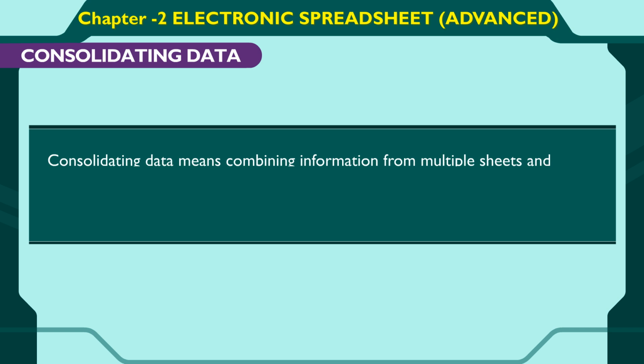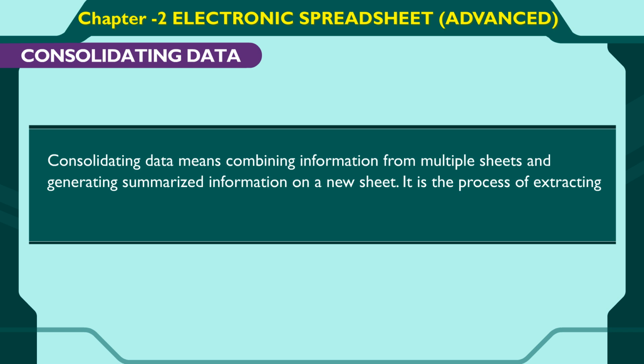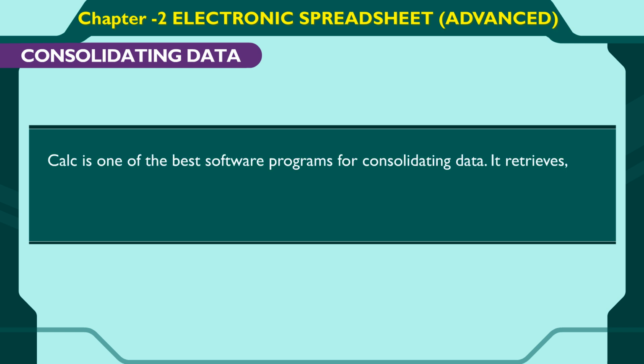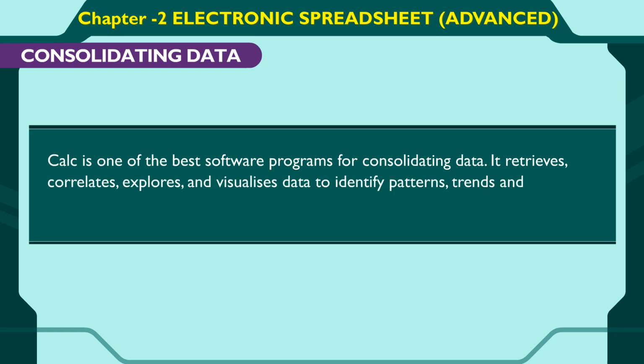Consolidating data. Consolidating data means combining information from multiple sheets and generating summarized information on a new sheet. It is the process of extracting meaningful information from a set of data to make wise decisions. LibreOffice Calc is one of the best software programs for consolidating data. It retrieves, correlates, explores, and visualizes data to identify patterns, trends, and relationships in the data.